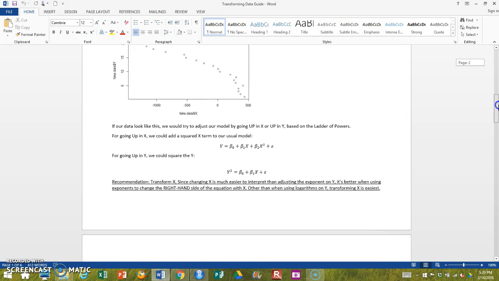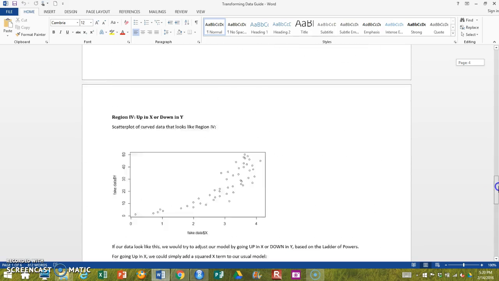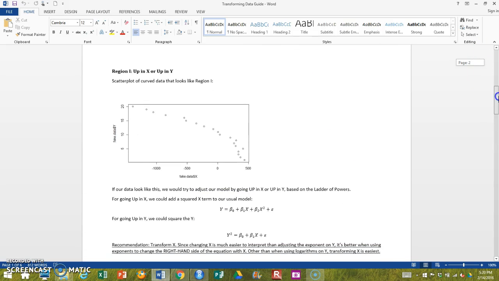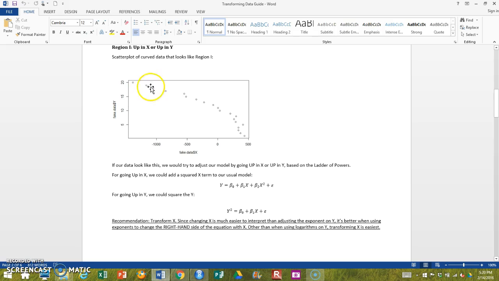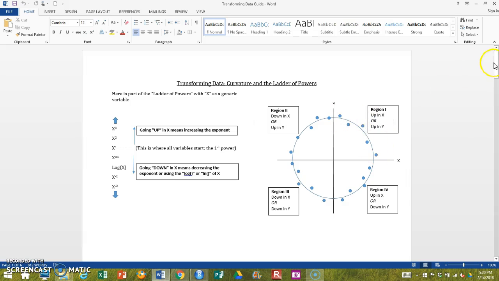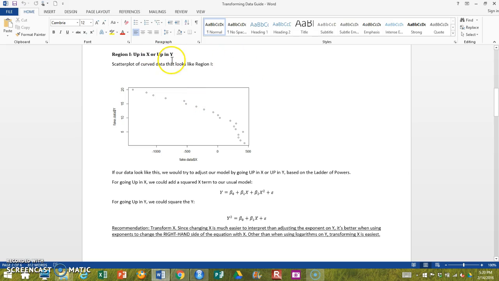So I go through each region with some fake data and some example models you can use that take advantage of this ladder of powers. Just briefly, in this first region, here's what looks like my first region up here with some fake data that I generated. Since we can go up in X or up in Y, for example, we could do a model that's y is equal to x plus x squared.